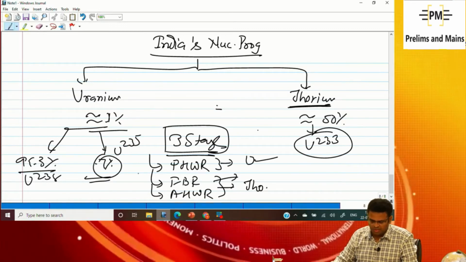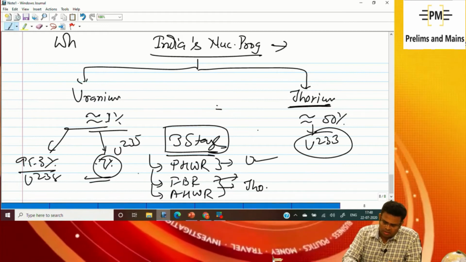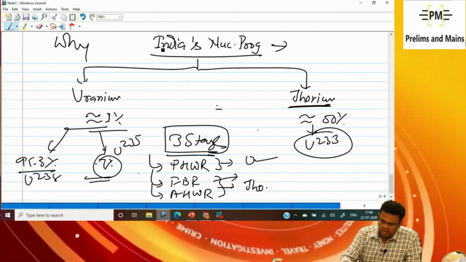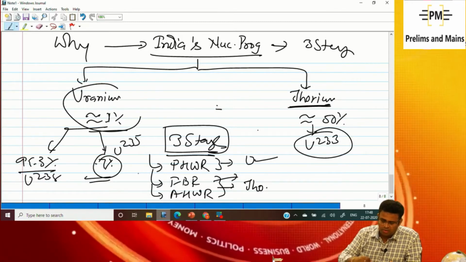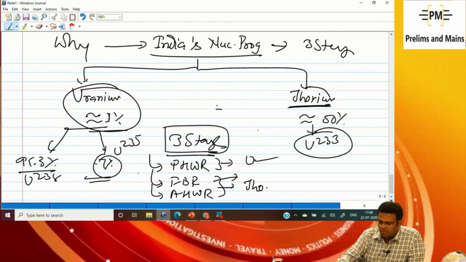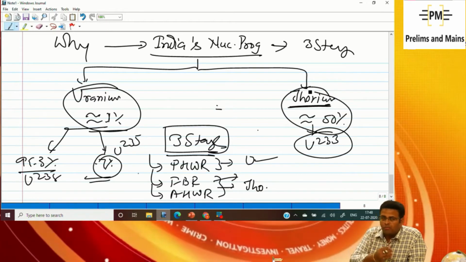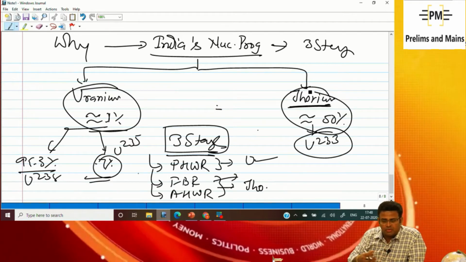So this is why India's nuclear program has 3 stages: we have a very small amount of uranium, 1%, and a very high amount of thorium in the form of monazite sand, in the different states that we have seen.